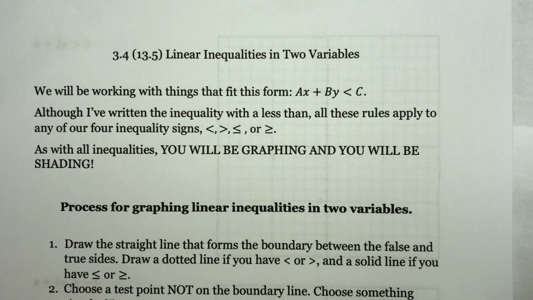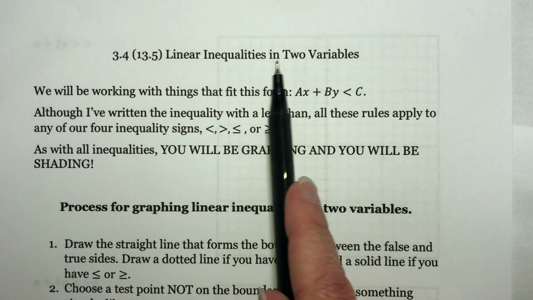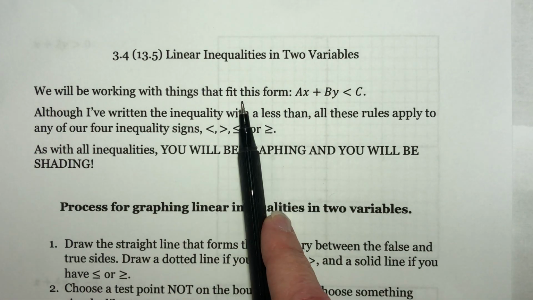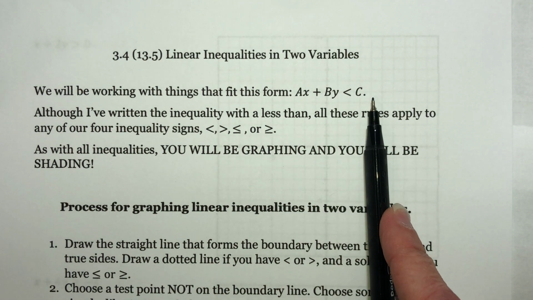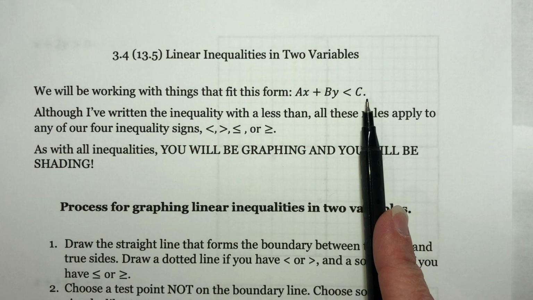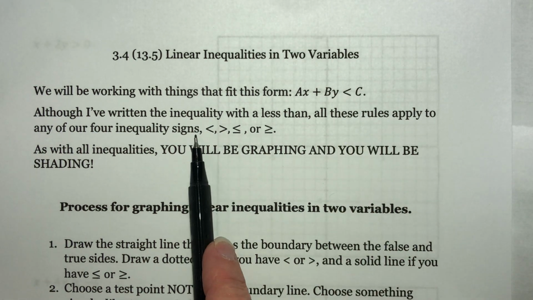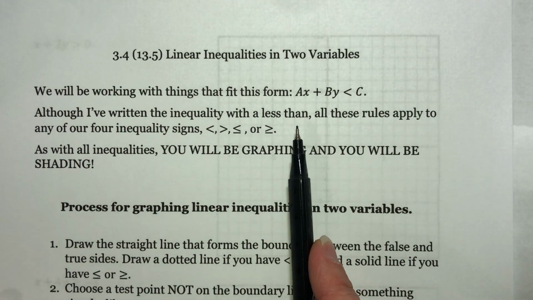This is section 3.4. We are going to graph linear inequalities in two variables, okay? We're going to be working with things that fit this form: ax plus by is less than c. Now, just like the last time we did inequalities, I'm going to write our rules with less than, but it could be less than, greater than, less than or equal to, or greater than or equal to. It can be any of them, okay?